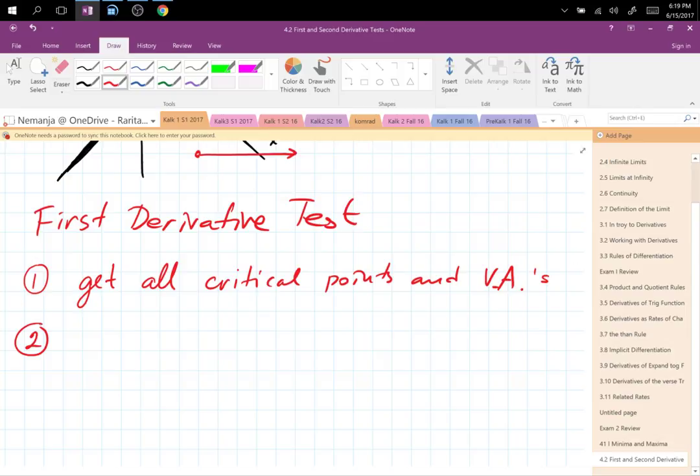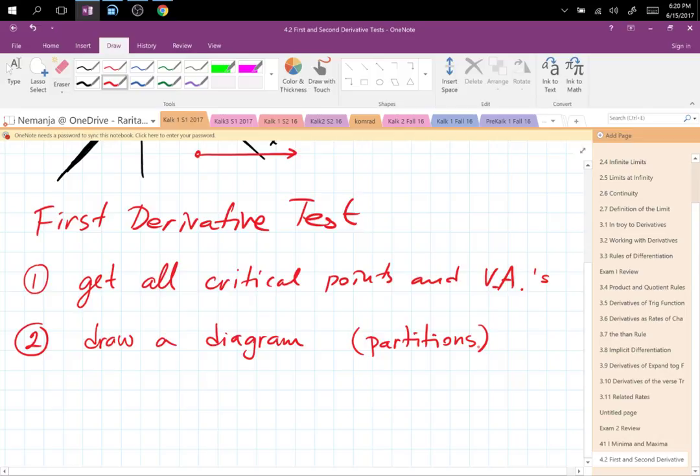Now, for number 2, we are going to draw a diagram, I'll just say in parentheses, partitions. Number 3, test all test points in f prime of x.